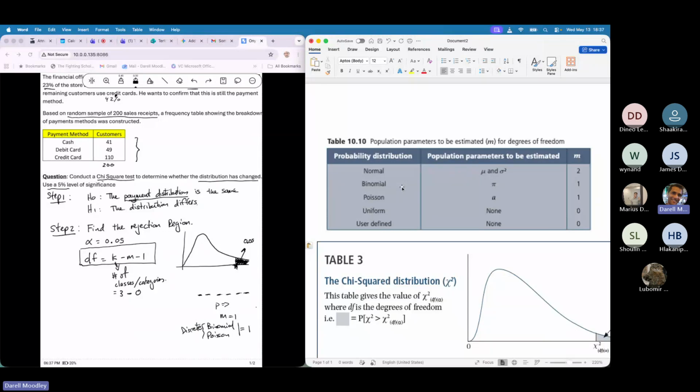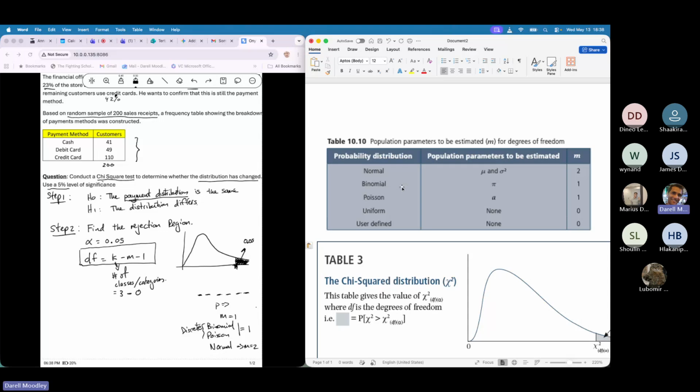Okay. Otherwise, your normal distribution, right? The normal distribution, M is 2. Everything else is 0. If you don't see anything mentioned about normal distribution, binomial, or Poisson, remember that your M is 0.